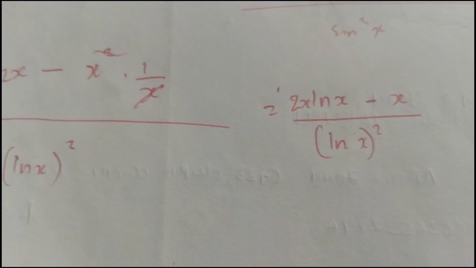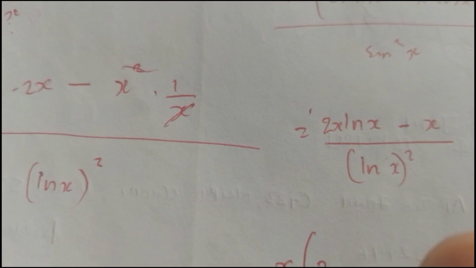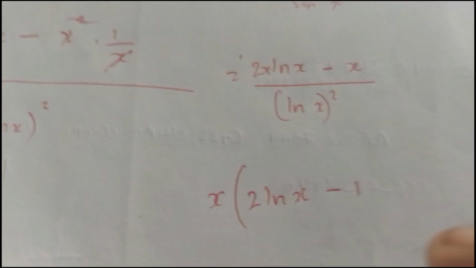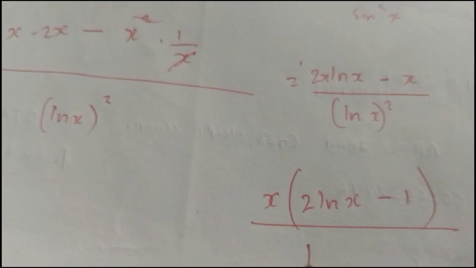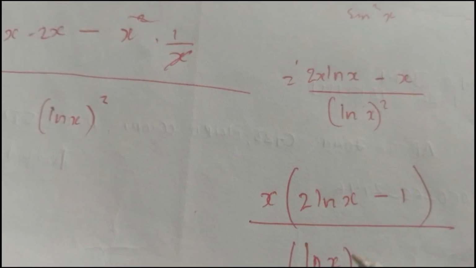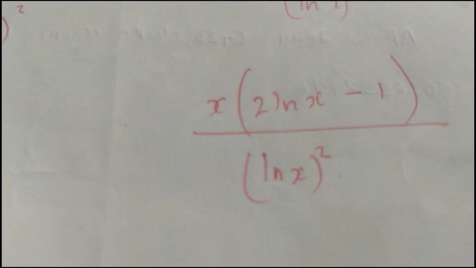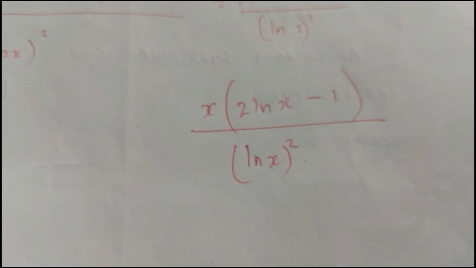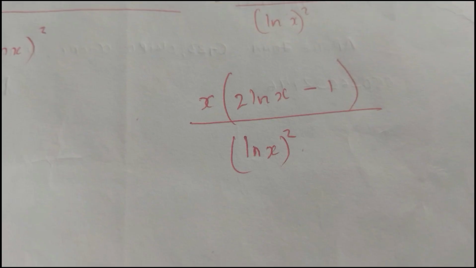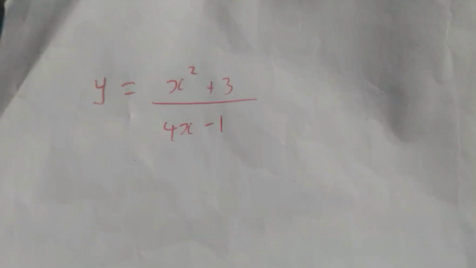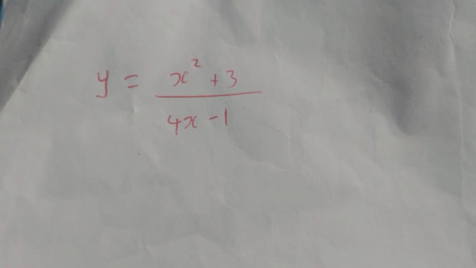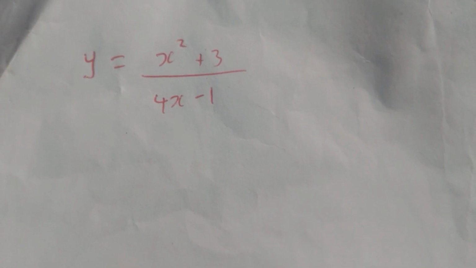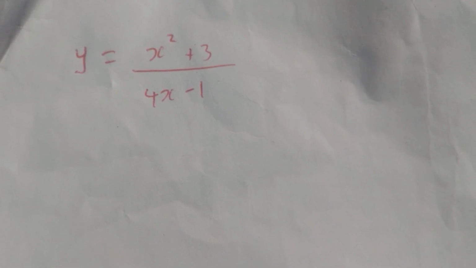When we factorize here, we are going to have x is common into brackets 2 ln x minus 1, right? All over ln x squared. So this will be the final answer. I believe you understand how to use the quotient rule to solve questions now. Alright, so let's say you are given a rational function like this. y is equal to x squared plus 3 all over 4x minus 1. Alright, go ahead and pause the video and give it a shot.